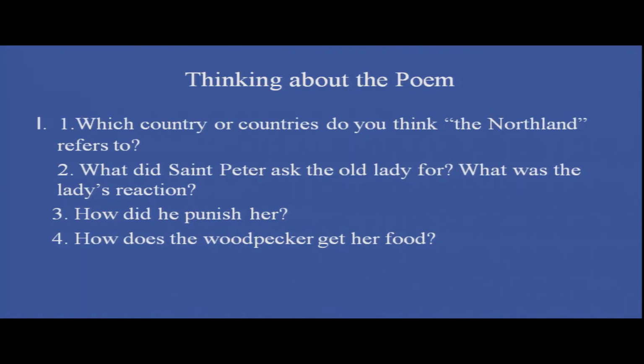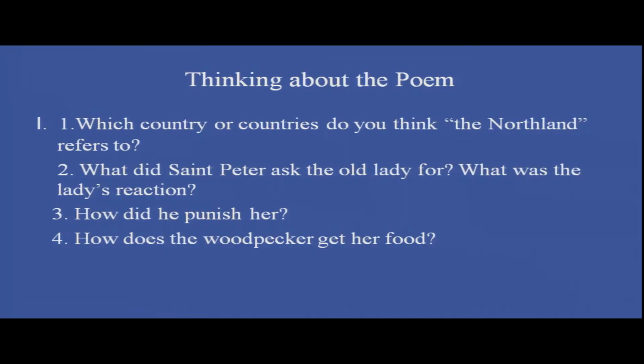How did he punish her? He punished her by making her turn into a bird. That is a woodpecker who would keep boring and boring for very scanty food. How does the woodpecker get her food? By tapping on dry wood to get some food.